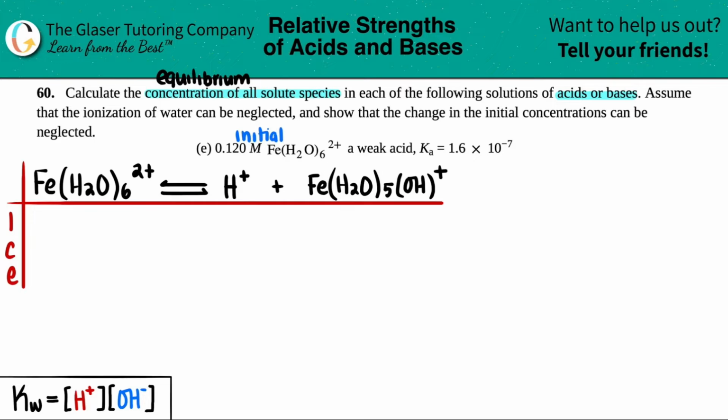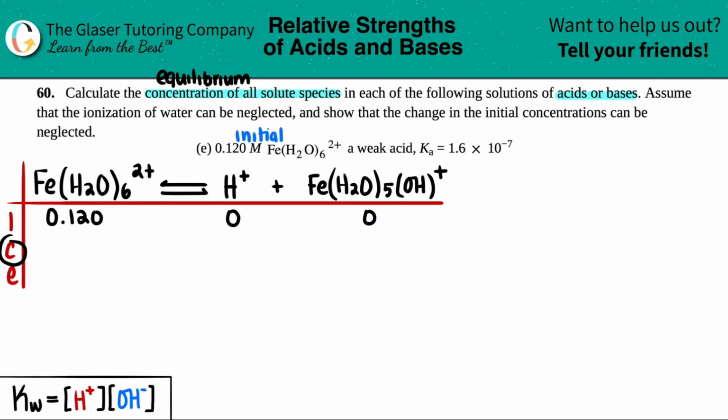Okay, so here we go. ICE. I stands for initial, right? So initial concentrations. They only gave you one value, 0.120 molarity, and that was hooked up with the FeH2O6 2+. So that 0.120 has to go here. Now, did they say that I started off with H plus or FeH2O5OH? No. So I have to assume that I don't start off with any of those, so 0 and 0.